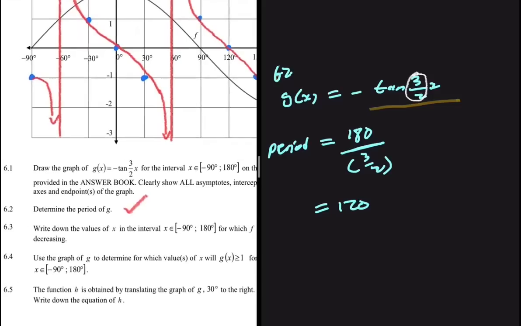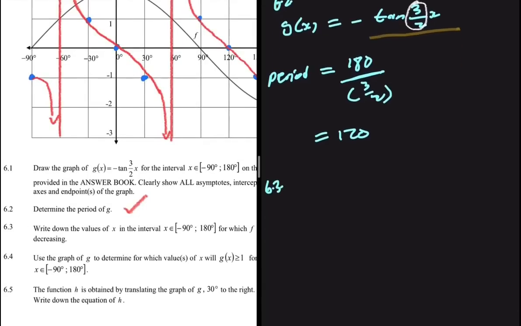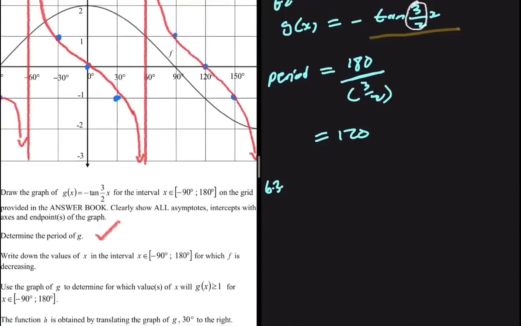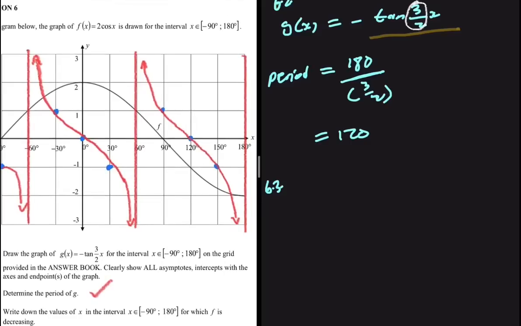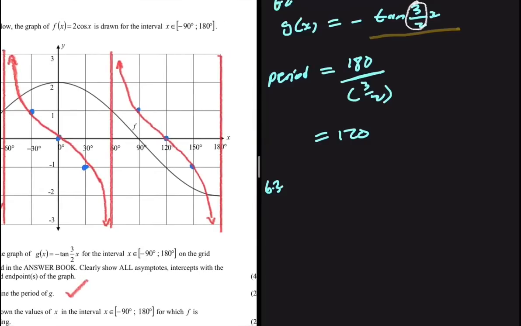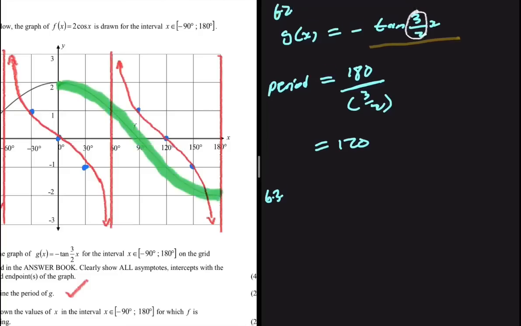Let's look at 6.3. Write down the values of x in the interval minus 90 to 180 degrees for which f is decreasing. Right, let's go to our function. At this point, it is actually quite easy to answer this question. Our graph f of x starts decreasing up to this point where it actually starts increasing again. So what are we saying? We're saying that when x is between 0 degrees and 180 degrees, our graph f of x is actually decreasing.